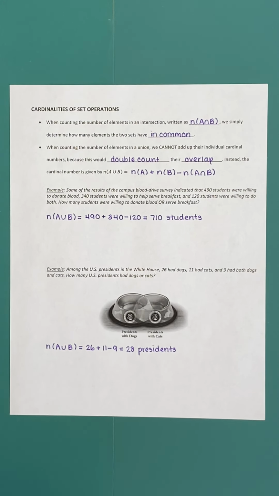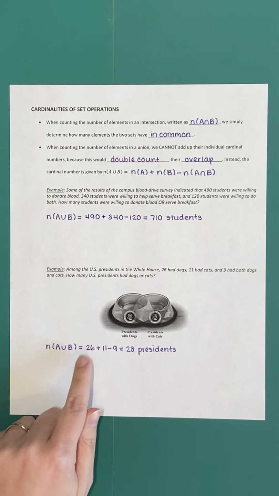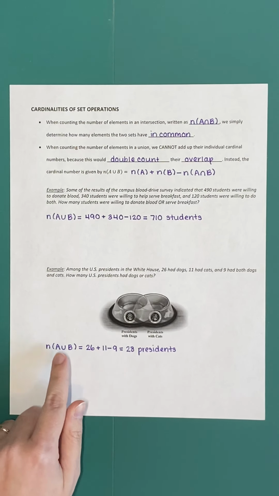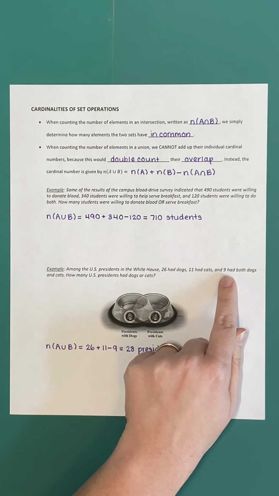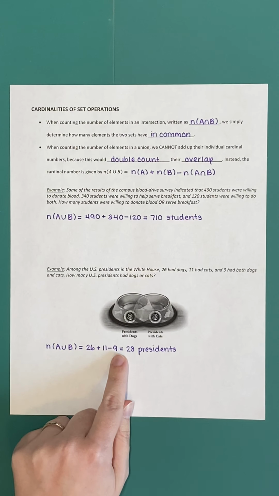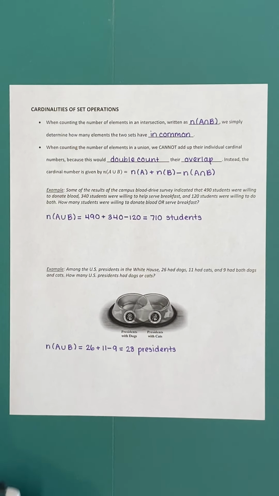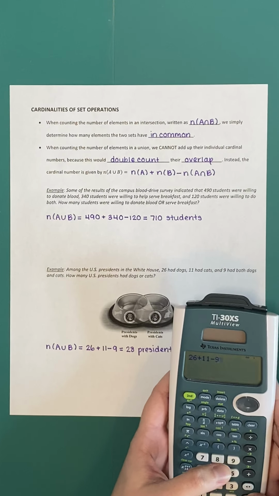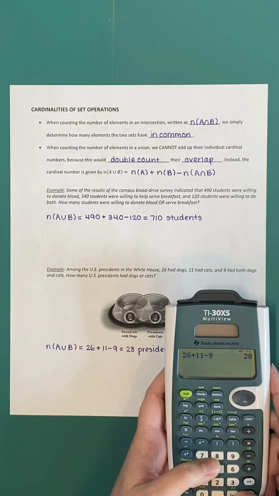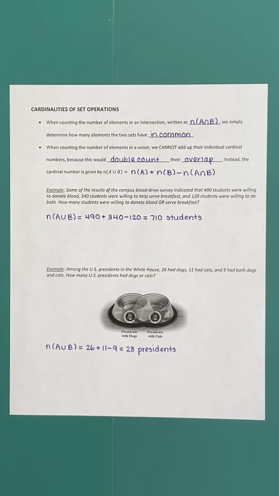So if we want to know how many had one or the other, thinking about what or means in this context, one or the other or both, we're going to add up how many had each type, the totals. So the count for the union is going to be 26 plus 11, which overcounts the overlap. So we're going to subtract the count for the overlap. So let's do this one. So 26 plus 11 minus 9. Yep, that looks right. That's going to give us 28. So 28 presidents in total had one pet or the other, had a dog or a cat.